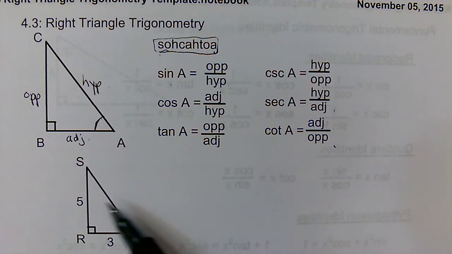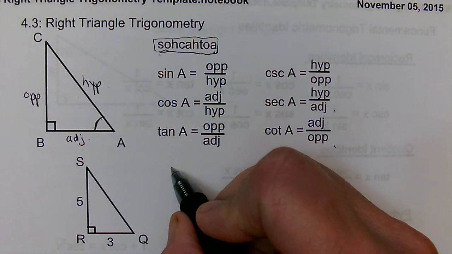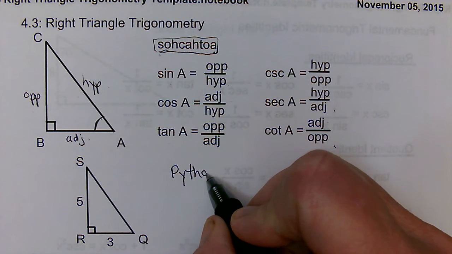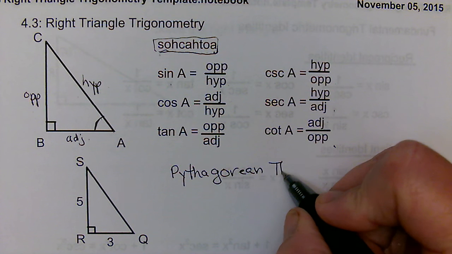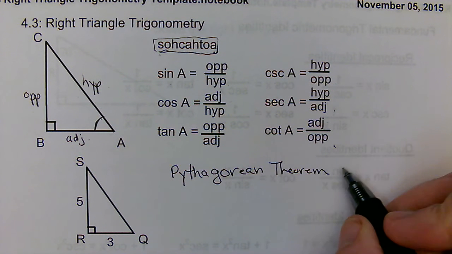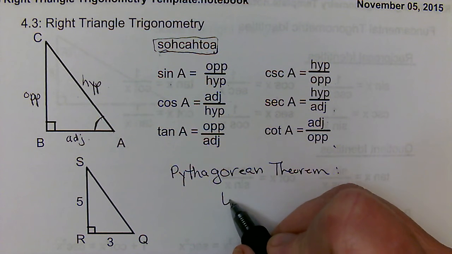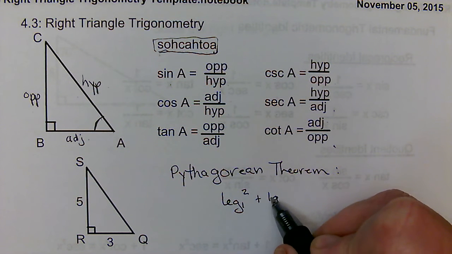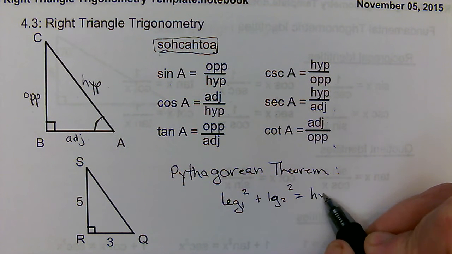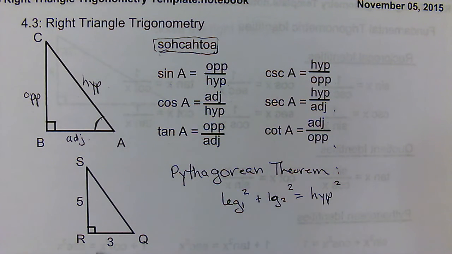So when you know the lengths of two of the three sides of a right triangle, one of the things you learned in geometry was the Pythagorean theorem. The Pythagorean theorem says leg squared, well, I'll call it leg 1, plus leg 2 squared equals the hypotenuse squared. So if you know two of the three sides, you can always find the missing one.